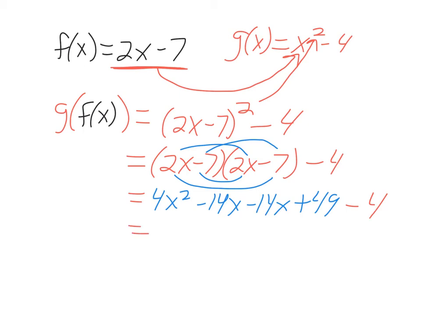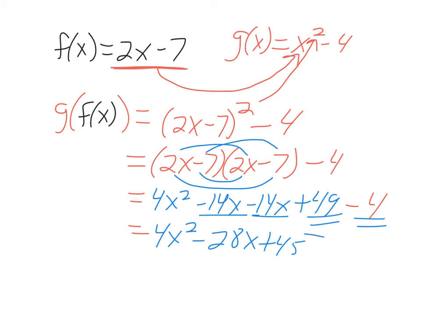So when I get all my like terms added up, I'd have 4x squared. That can go with that because they're like terms, negative 28x. And that can go with that because they don't have any variables. They're constants, so that would be plus 45. And then that would be my answer. That's all you do. You don't go any further. You don't put it back into the f or anything like that.